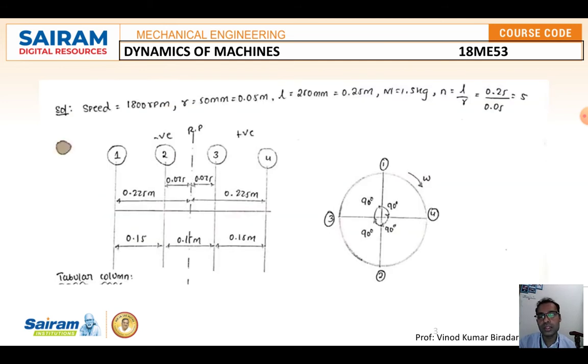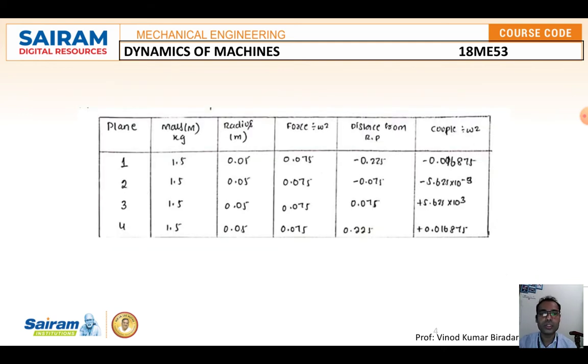Similar to how we solve the reciprocating problem, that is, balancing of rotating masses, first write down the given data and construct the block diagram, that is, the position of planes. Again here also you need to construct a tabular column. The given planes are 1 2 3 4, and the mass is the same for all, 1.5, 1.5, 1.5, 1.5. The radius is given as 0.05, 0.05, 0.05, 0.05 for all the planes, that is, all the masses.